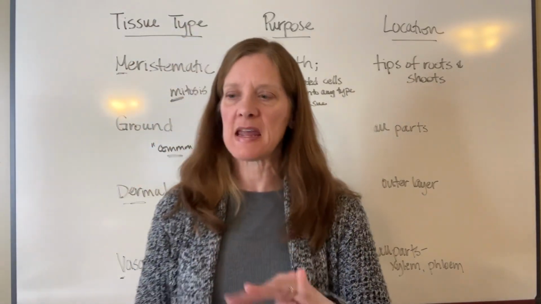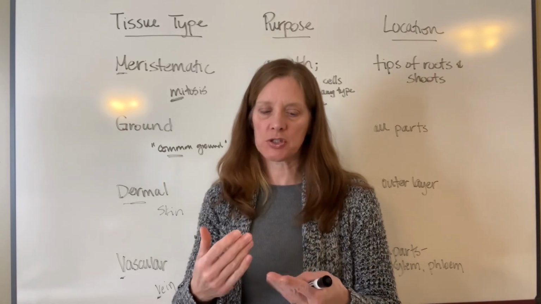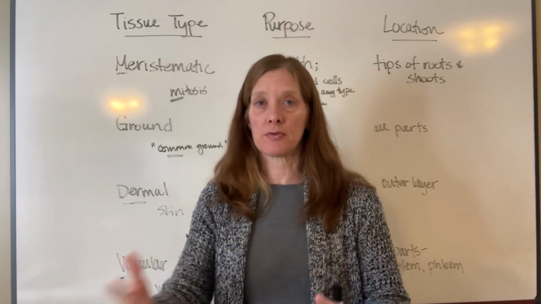Okay, so those are your four main types of tissues in the plants, and then we're going to go into more detail about roots and stems and leaves as we go a little bit further into this chapter.